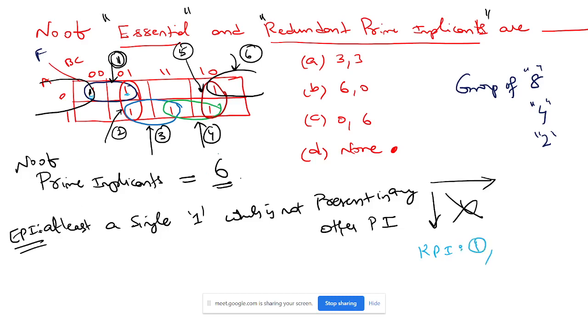1 is an RPI. Now let me go to the second one. This is present in 2 primes, correct? So the second one is also RPI. What about the third one? Third one is also RPI. What about the fourth one? Fourth one is also RPI. What about the fifth one? Fifth one is also RPI.